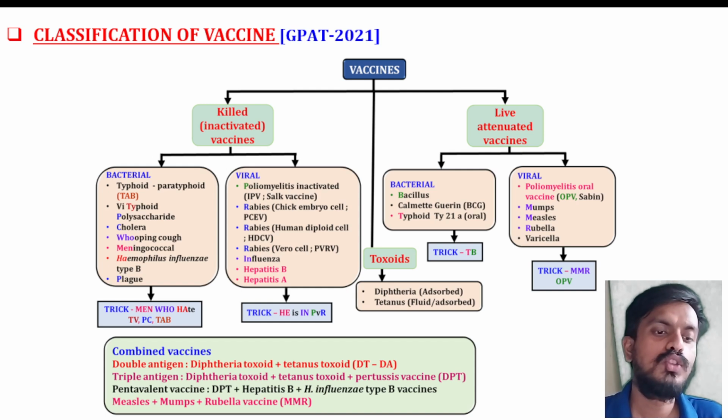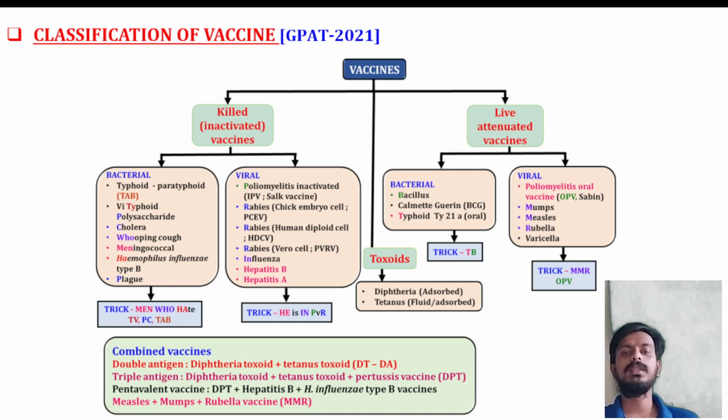Classification of vaccines. Vaccines are classified into two major classes: killed vaccine and live attenuated vaccine. Killed vaccine is also called inactivated vaccine. These killed vaccines are again of two types: bacterial and viral.